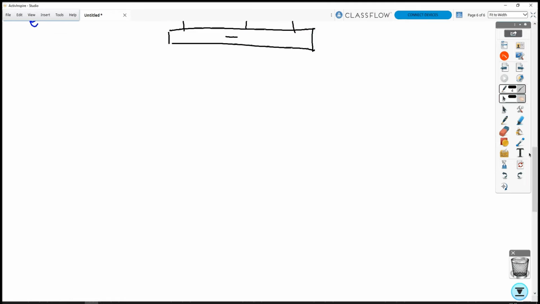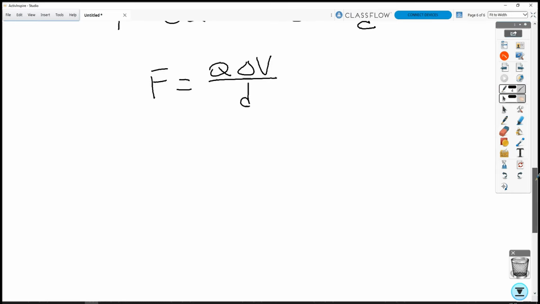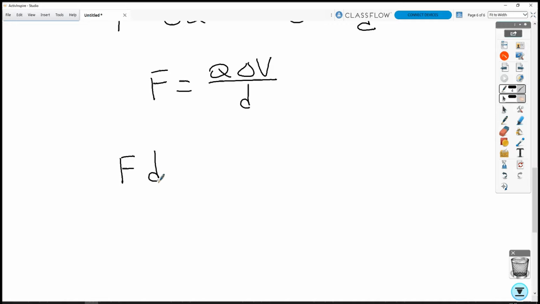Now if we put those equations together, F is equal to EQ, and E equals delta V over D. If we put these two together, we get F equals Q delta V over D. Now look what happens when we start moving these things around. If I move the D and multiply it with F, we get force times distance equals Q delta V.